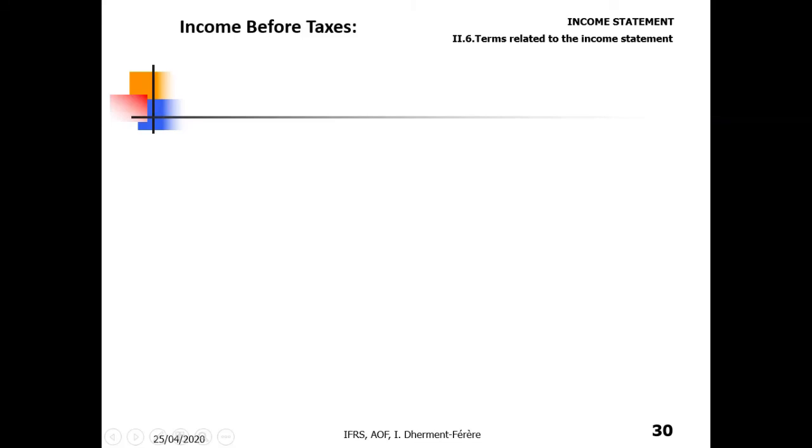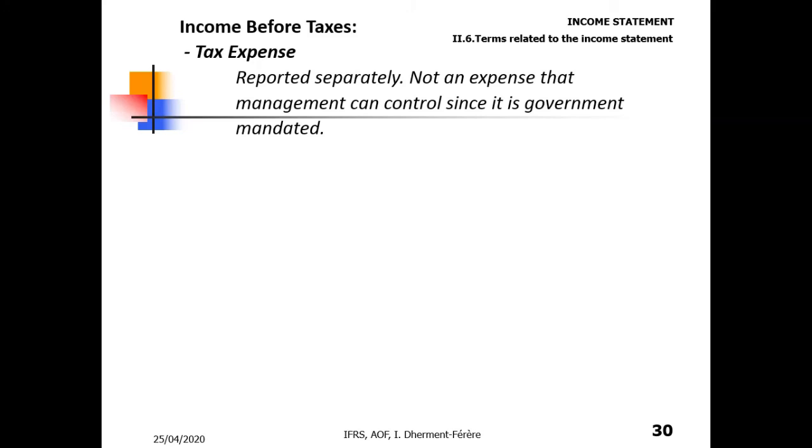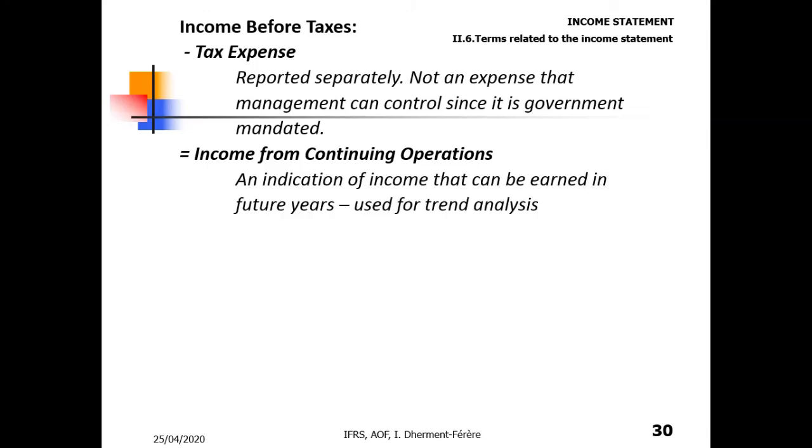Income before taxes, tax expense, reported separately, not an expense that management can control since it is government mandated. Income from continuing operations, an indication of income that can be earned in future years, used for trend analysis.